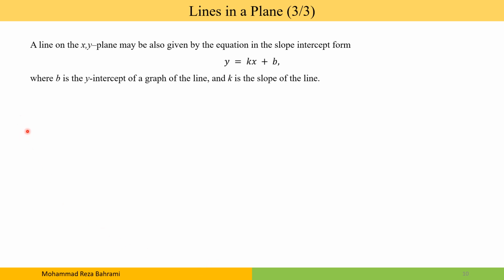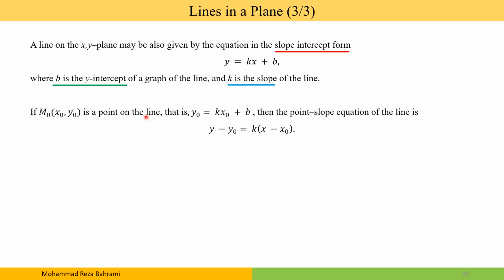A line on the xy plane may also be given by the equation in the slope-intercept form, where b is the y-intercept and k is the slope of the line. If we have a point on the line m0, we can simply substitute it in this slope-intercept form. Then the point-slope equation of the line is y minus y0 equals k times x minus x0.